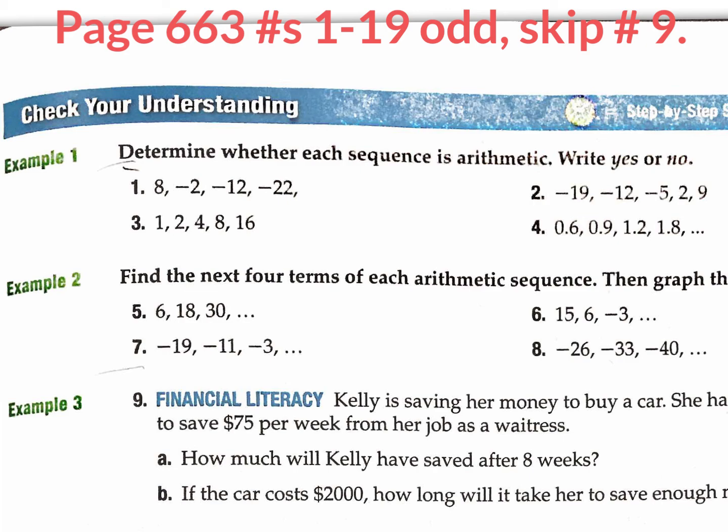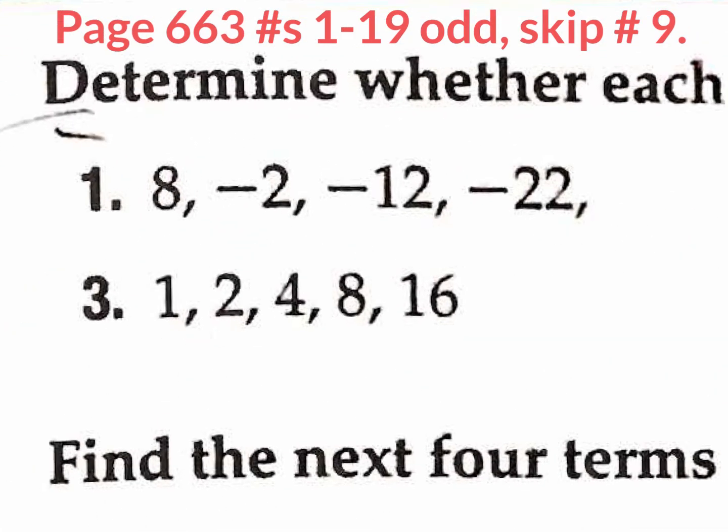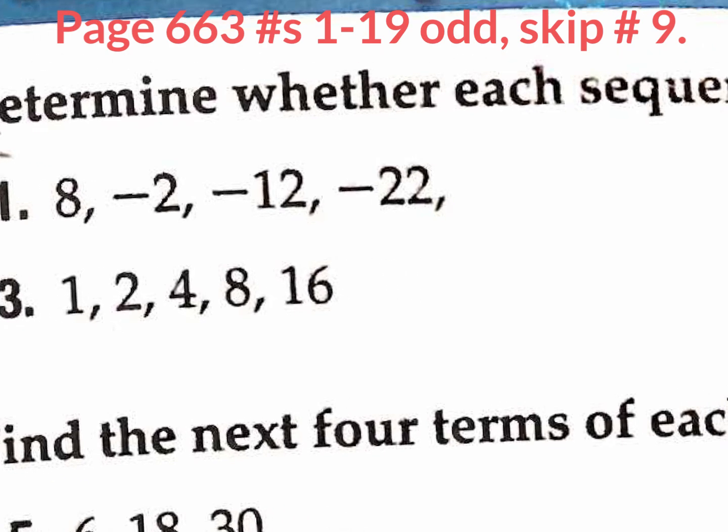So let's look at number 1. What do you think? Is there a common difference there? What is the common difference? What's a negative 22 take away a negative 12? Maybe we should write this down. Maybe I will do an example. What's negative 22 take away a negative 12? Negative 10. What's negative 12 take away a negative 2? Negative 10, right? So it looks like there is a common difference, right?